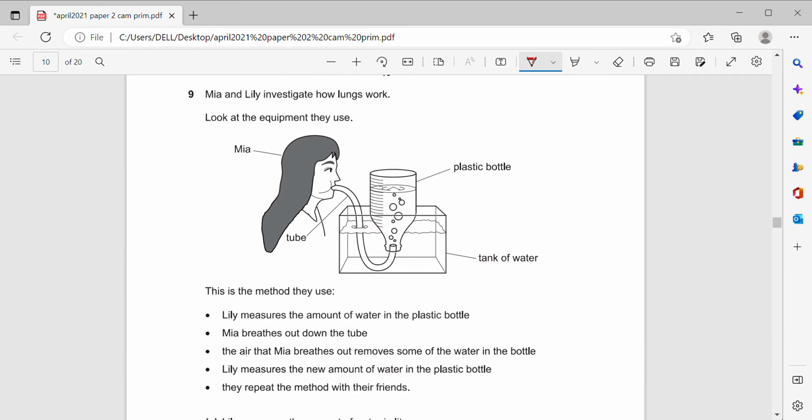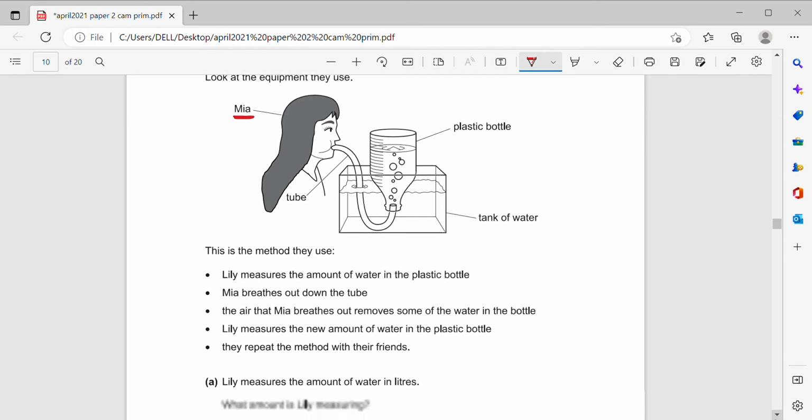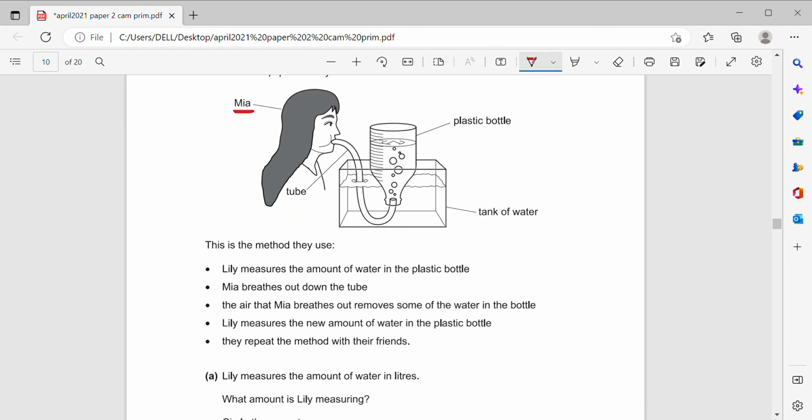Next question. Mia and Lily investigate how lungs work. Look at the equipment they use. هنا Mia is doing an investigation with her friend Lily. Lily measures the amount of water in the plastic bottle. يبقى we have a plastic bottle. She measures the amount of water inside the plastic bottle.